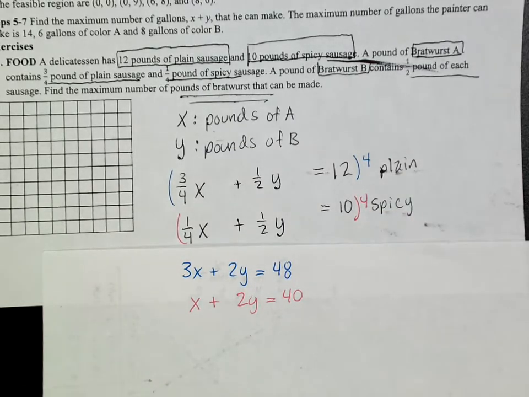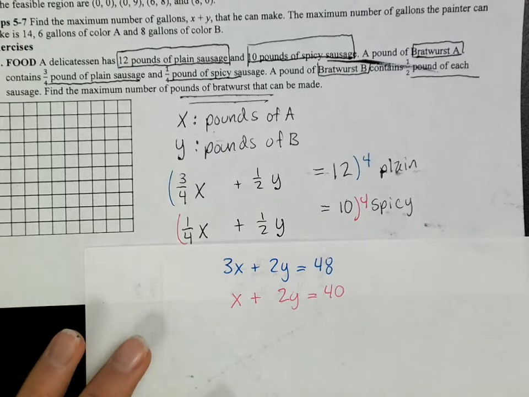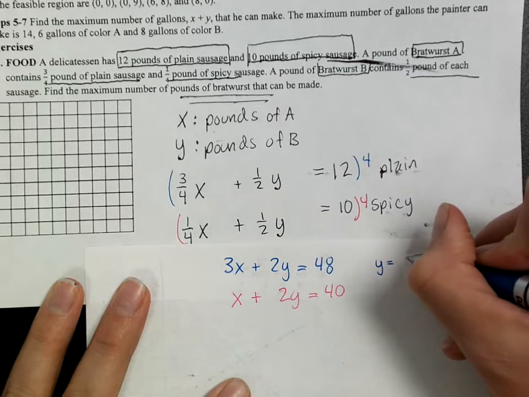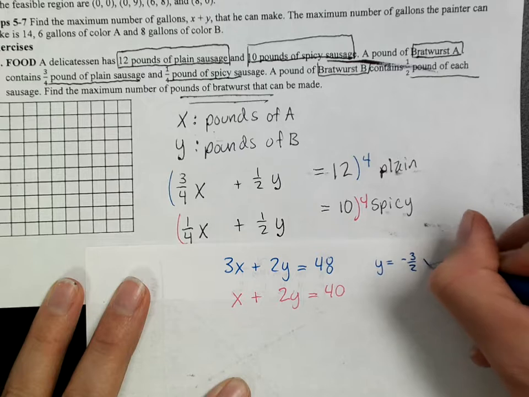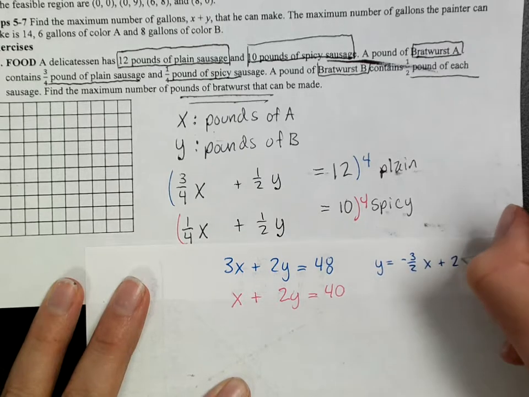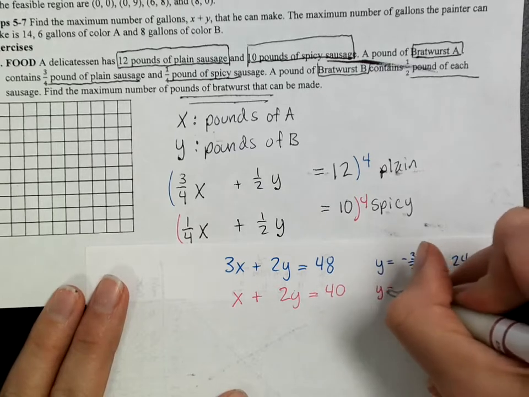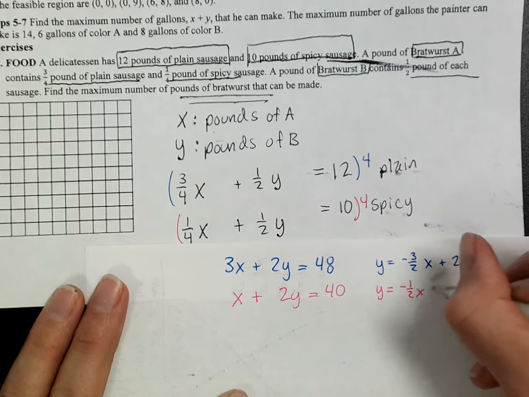So I need to graph this and I need to solve this system of equations, or you can just graph it to start with. To graph it, I would need to solve both of these for y. This one's going to be y equals -3/2 x plus 24. Gross. This one's going to be y equals -1/2 x plus 20.